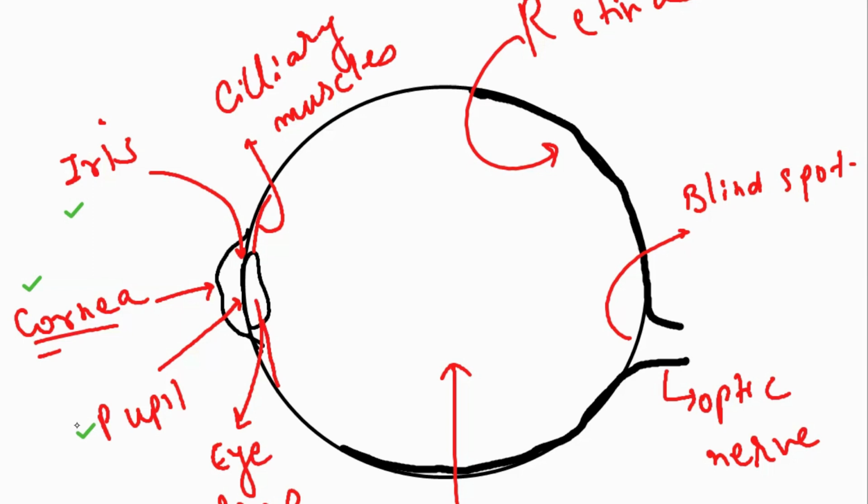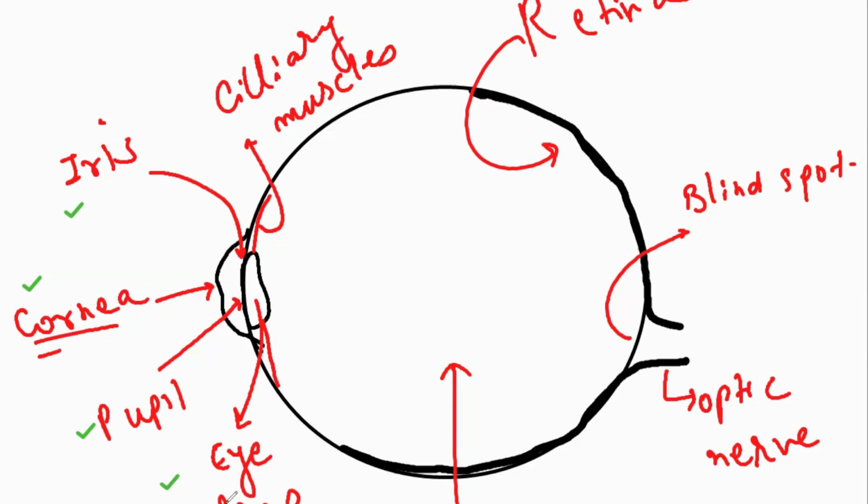Fine. Now the next part. The eye lens is also here. This is your eye lens. So the eye lens is our convex lens. Remember this point very nicely. If the question asks which type of lens is there in our eye, convex or concave, most of the kids have this problem. So this is your convex lens.